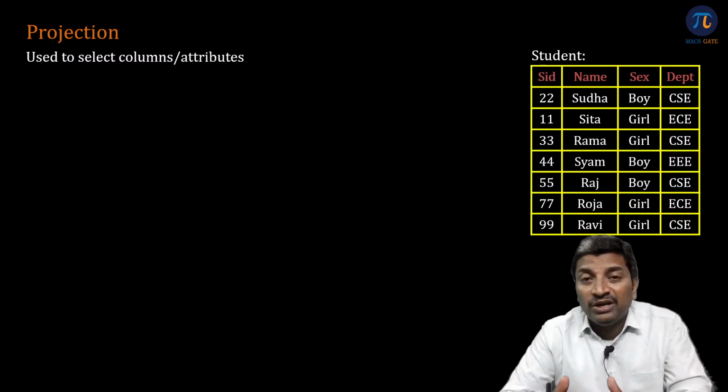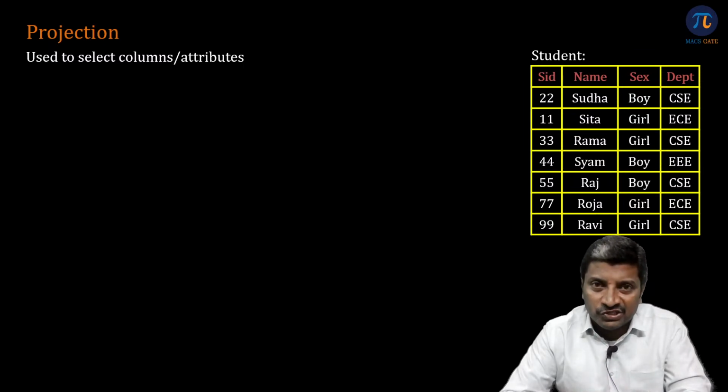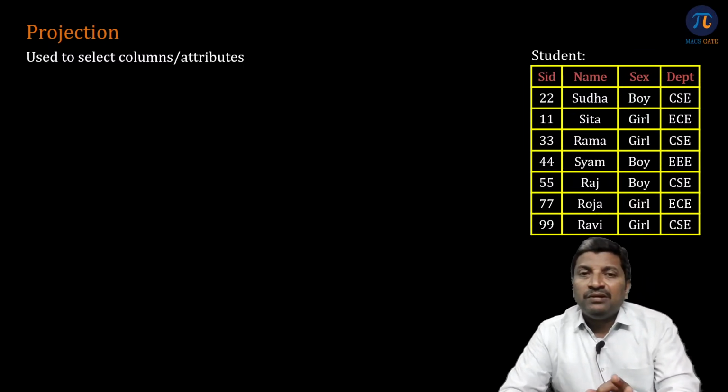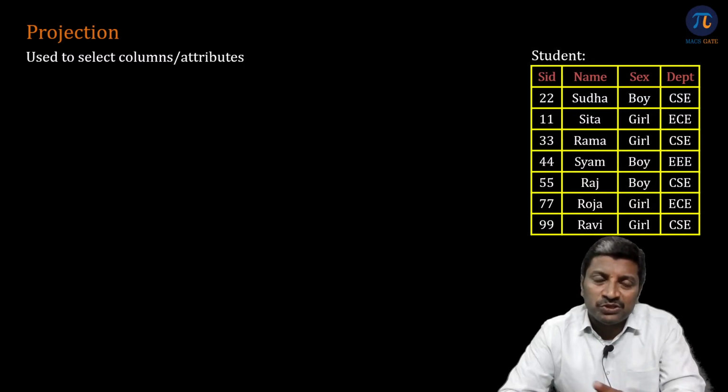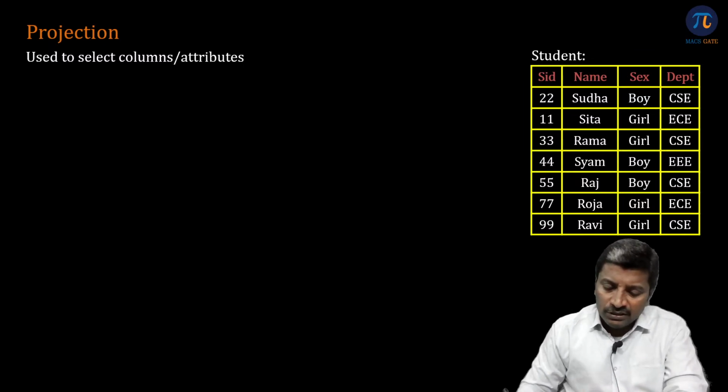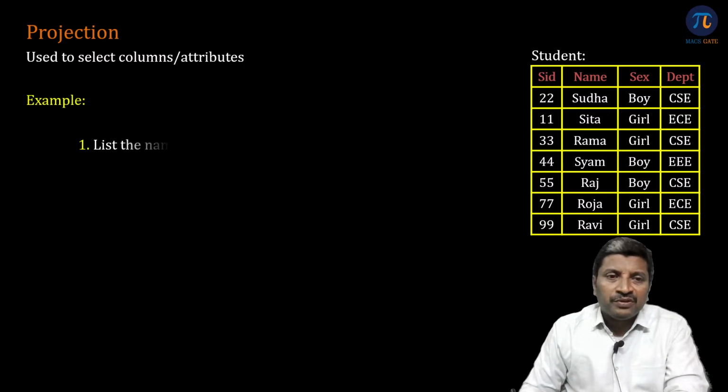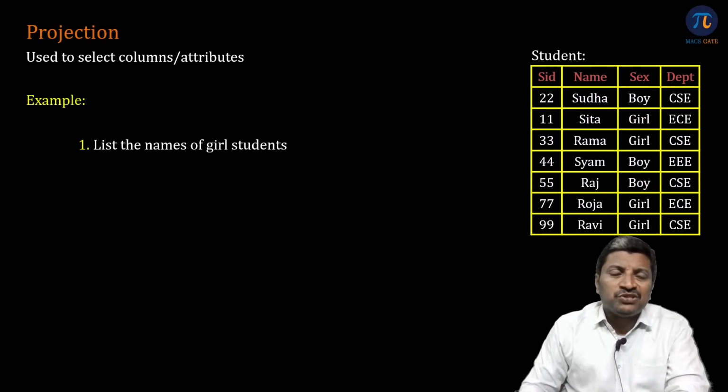Sometimes I may need only name comma department. So I can select only those two columns. So like that, we can select the attributes of our own interest from the given relation. For that purpose, we use projection operator. Clear, sir? So let me give one example. List the names of all girl students.